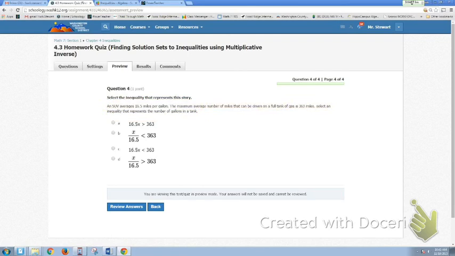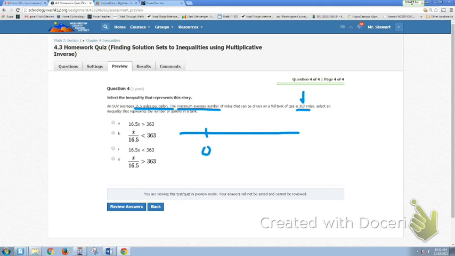So as we're looking at this, there's some information that's important. 16.5 miles per gallon and a maximum average. So that means that it can hit this amount but can't go over that amount. A maximum average. Full tank of gas, 363. So you could get to 363 miles. So it could be equal to 363 miles.